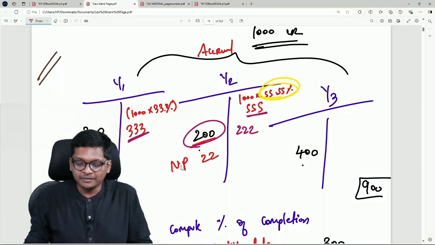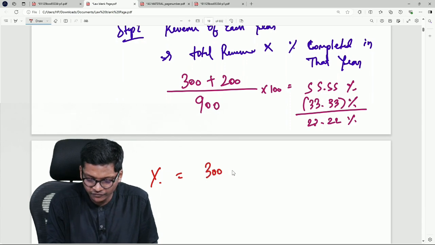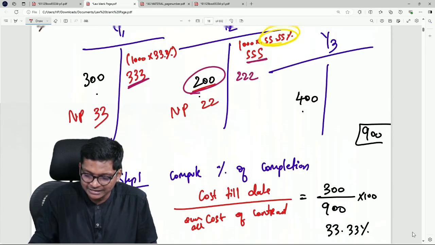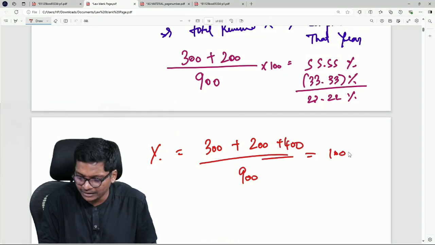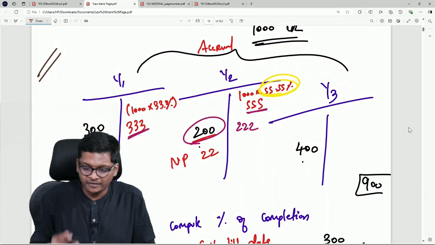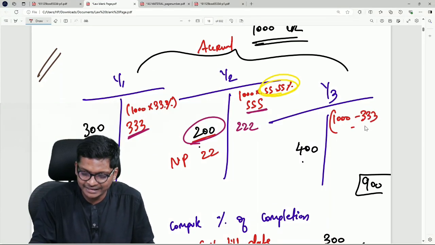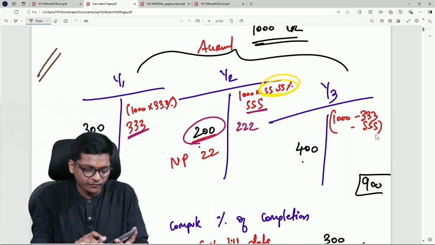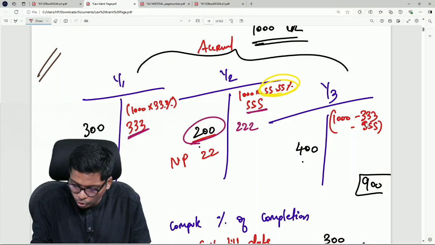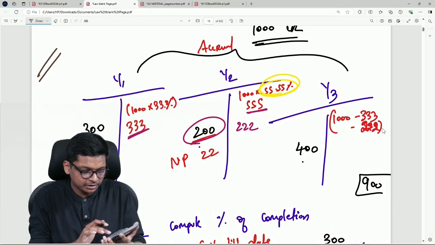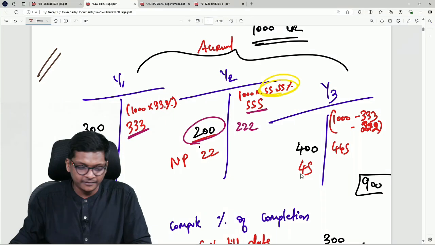Last year 100% work is over, because if you see percentage of completion, 300 of first year, 200 of second year, and last year 400 we put, so 900 by 900 will be 100% of work. So full 100% of revenue I can recognize. I will recognize full 1000, but already first year 333 I recognized, second year 222. Therefore I will do 1000 minus 333 minus 222, you will get 445. Therefore 45 is the net profit I will recognize, guys.